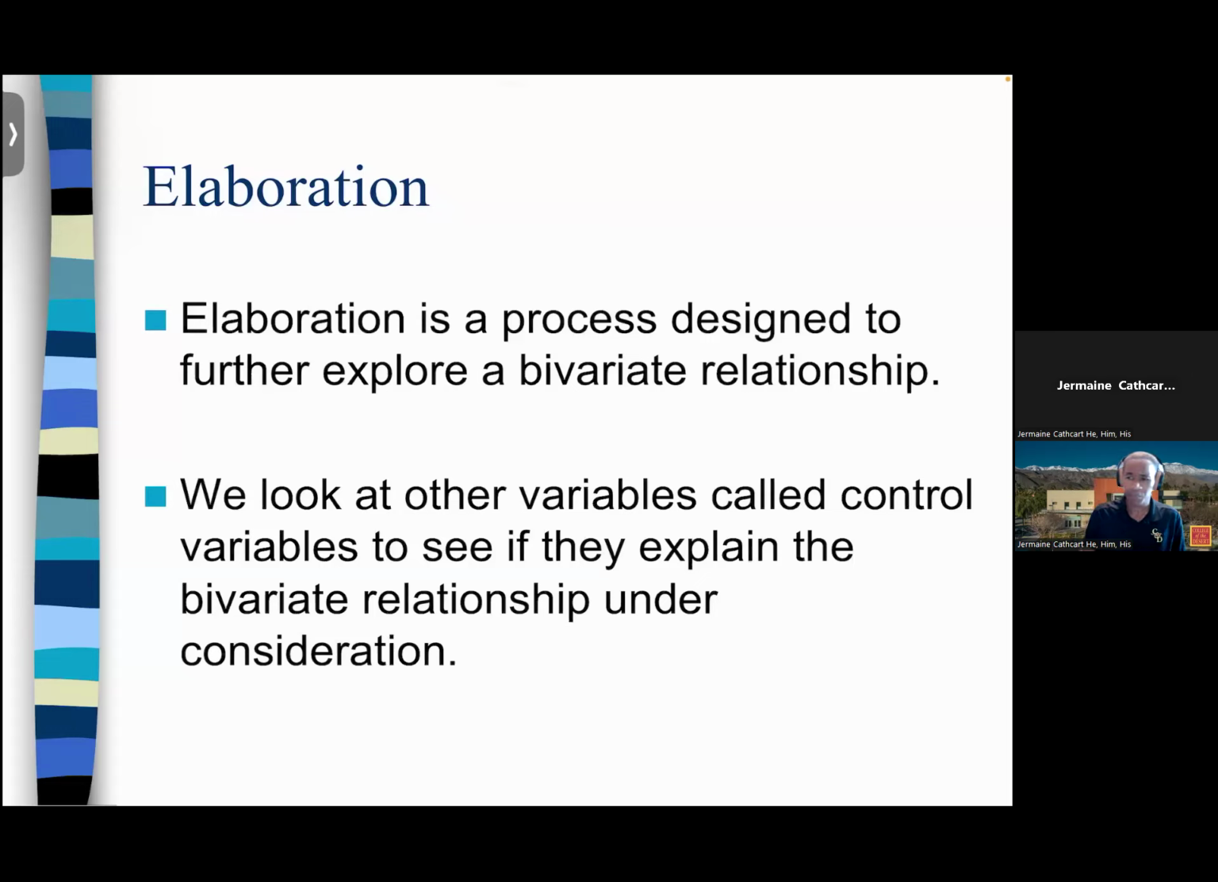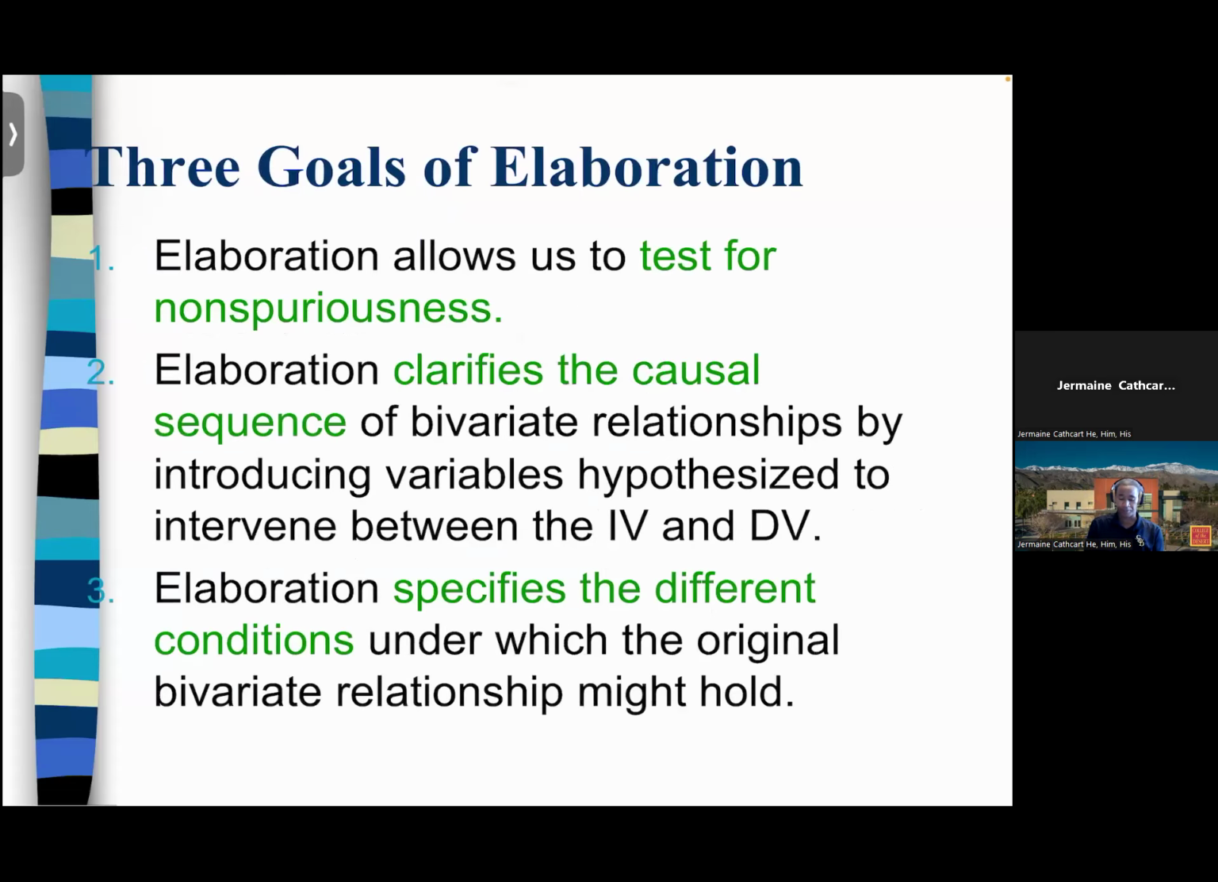All right, so let's talk a little bit about elaboration. So what is elaboration? Elaboration is a process designed to further explore a bivariate relationship. What does that mean? Basically, we're introducing what we refer to as control variables to see if they explain the bivariate relationship a little bit better, or whether I can completely take this relationship away. That's the potential. Now, there are three goals of elaboration.